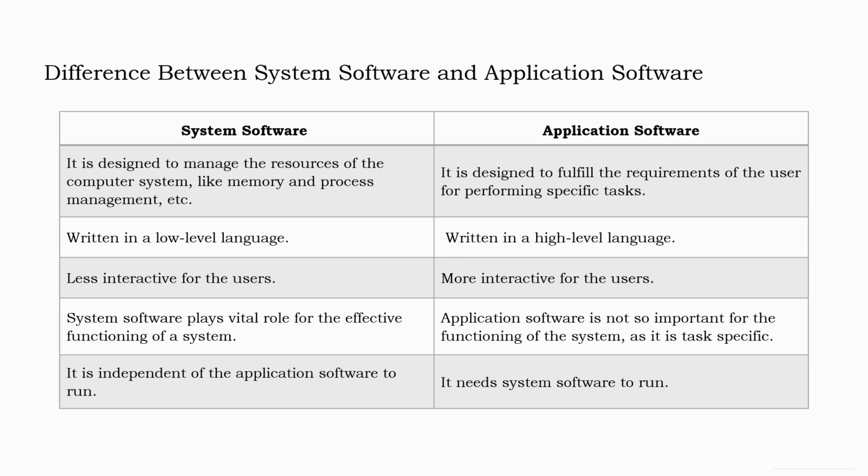Application software performs user-specific tasks. It is mainly written in high-level languages. It is very interactive for users, and it depends on the system software to run. Examples include word processors, web browsers, and games. So remember this important concept: application software cannot run without system software.